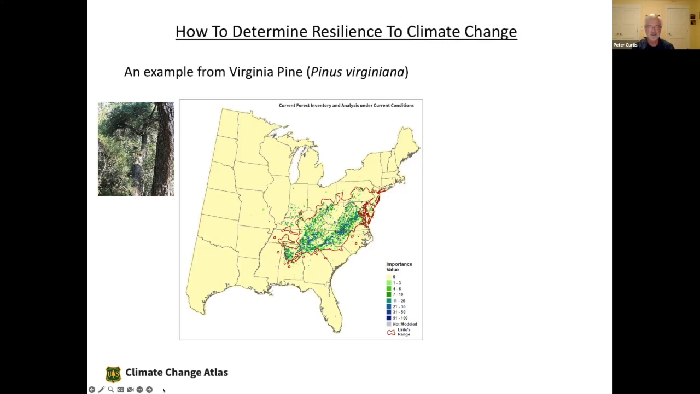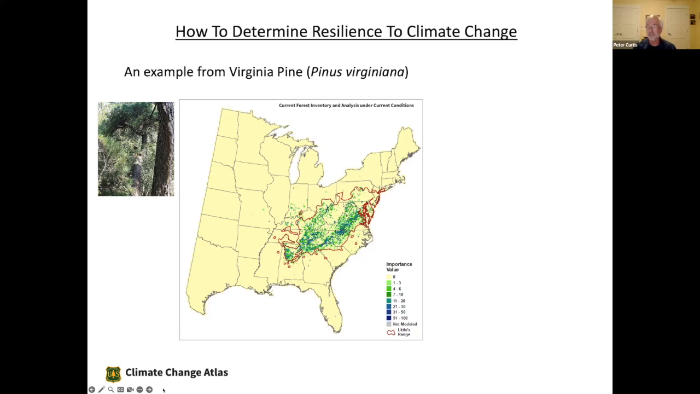And the example that I'm using is Virginia pine, which is a species which doesn't currently occur in New England. But as you'll see in a minute, it might in the future. And all these examples, the information I'm going to be presenting to you comes from the USDA Forest Service, their Climate Change Atlas, which is a phenomenal resource online. Anybody can visit this. And in fact, it mostly concerns woody plants.